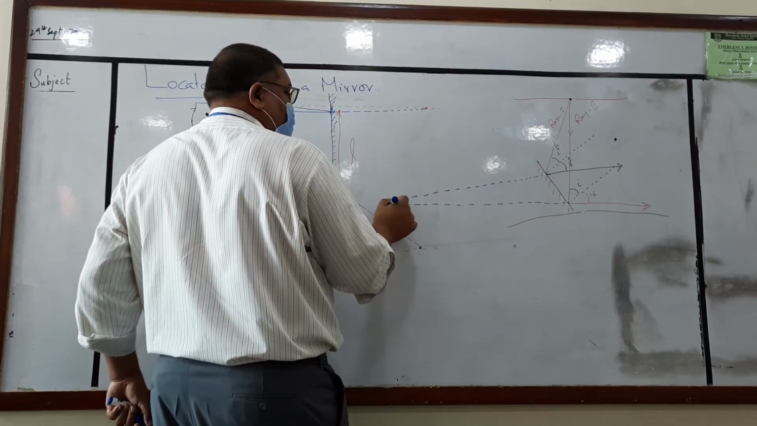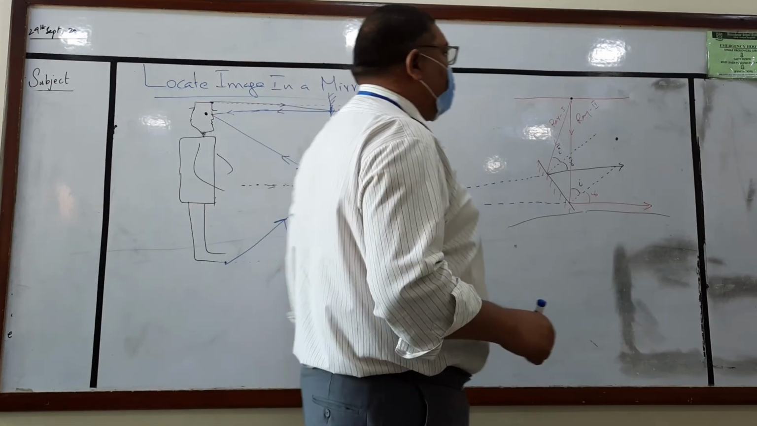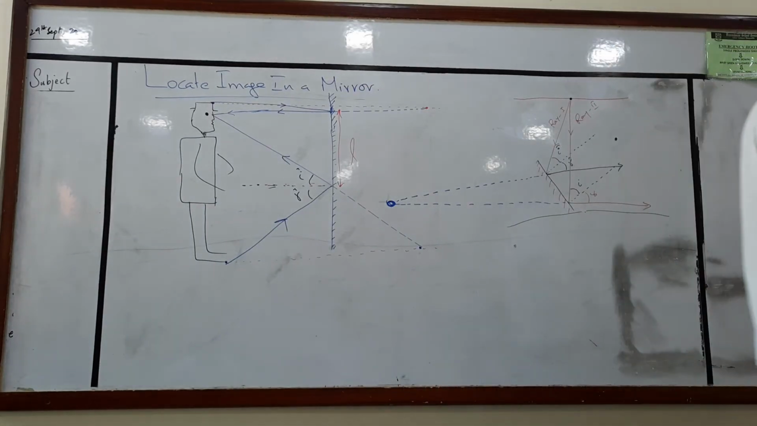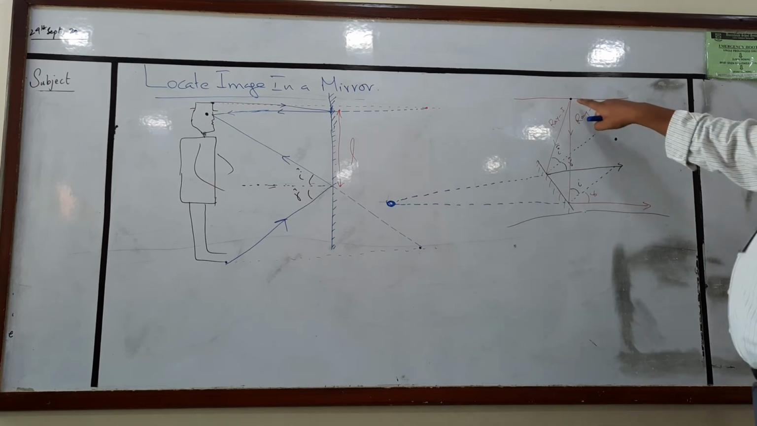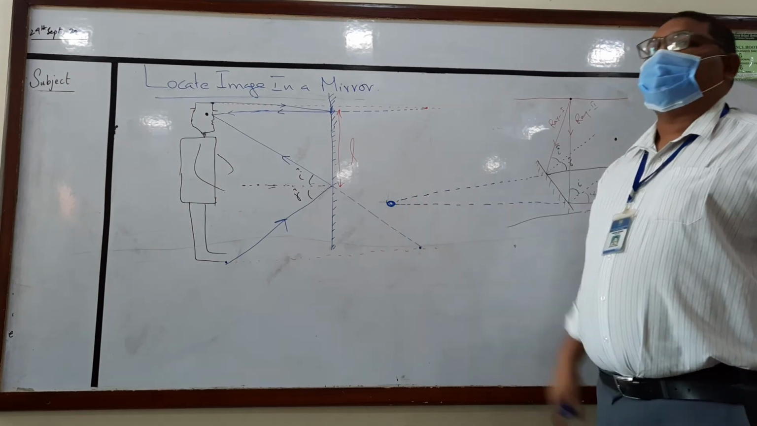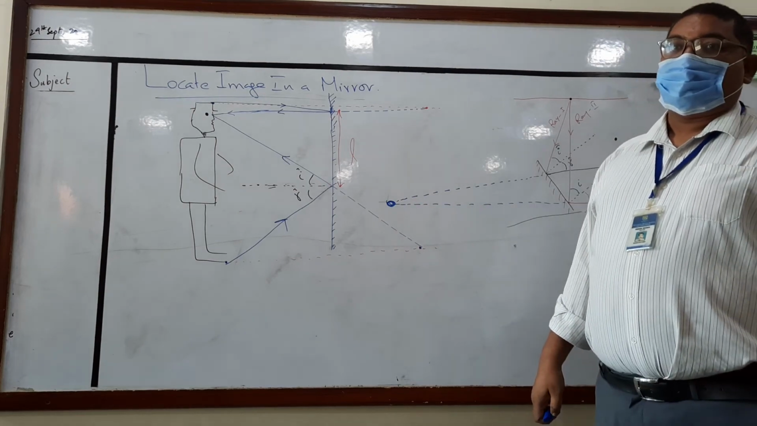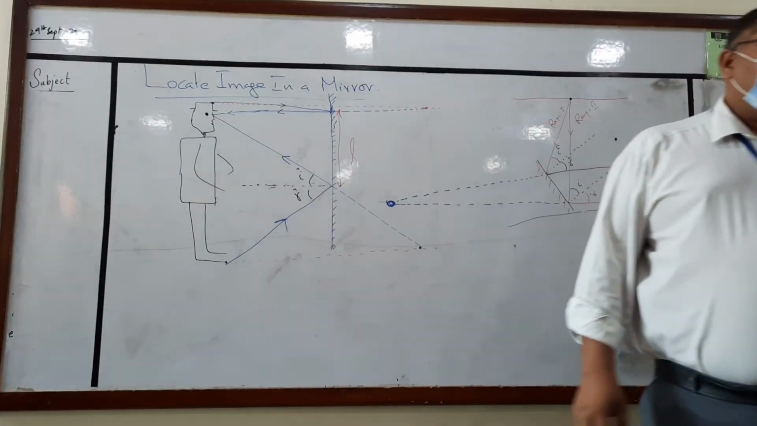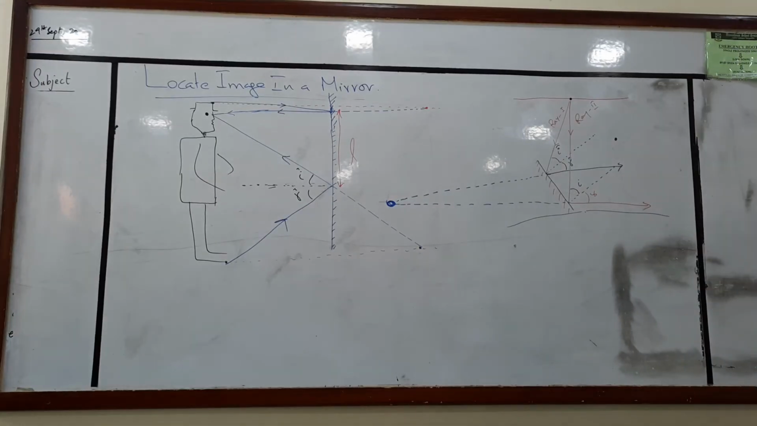You see, where these two rays intersect behind the mirror, there the image of this point on the ceiling will be formed. Its image will be seen here. You understand? It's a bit difficult, yes.